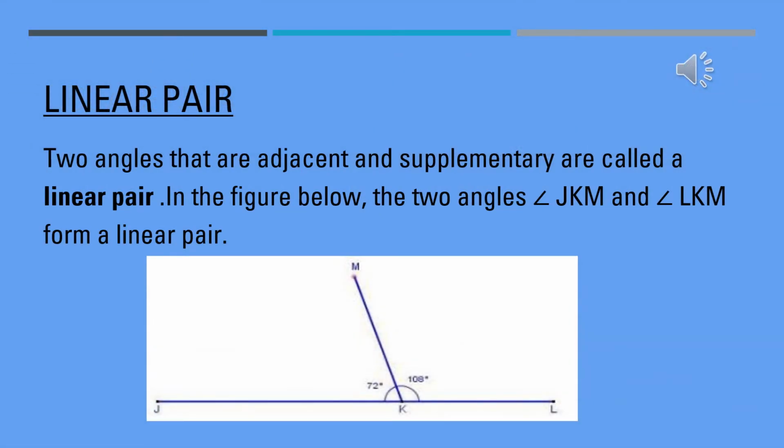Linear pair. A linear pair is a pair of angles that are adjacent to each other and are supplementary also. Supplementary means the sum of those angles is 180 degrees. As you can see in the figure, angles JKM and LKM are forming a linear pair.